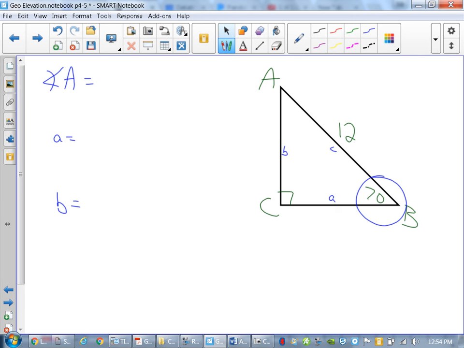So if I'm at that 70-degree angle, what is that side a in relationship to it? Is it the opposite or adjacent? It's adjacent. 12 is automatically going to be the hypotenuse. What trig function is adjacent and hypotenuse? Cosine. So the cosine of 70 is little a over 12. How do you get a by itself? And just like always, you write down what you're going to put in your calculator before you put it in your calculator.